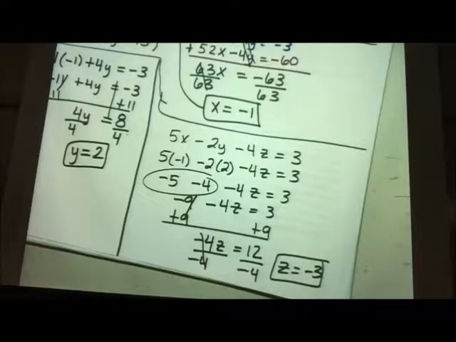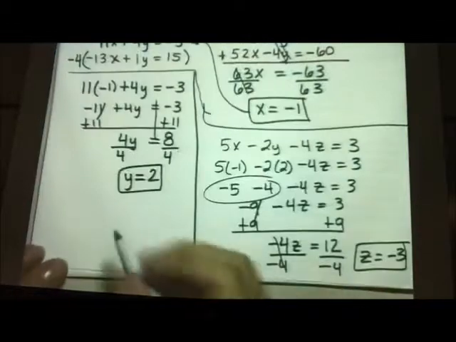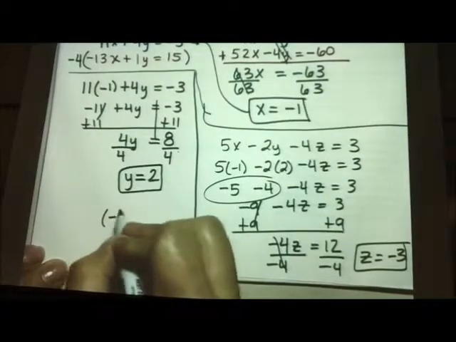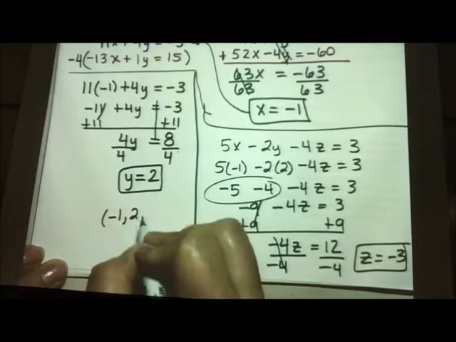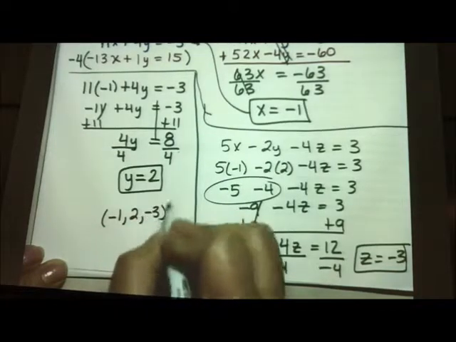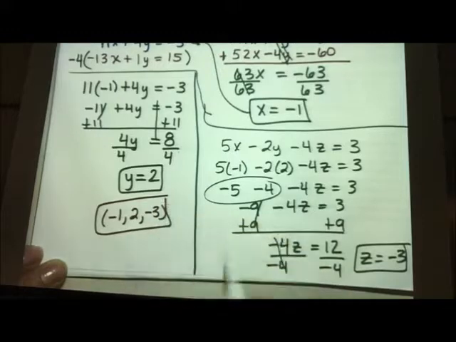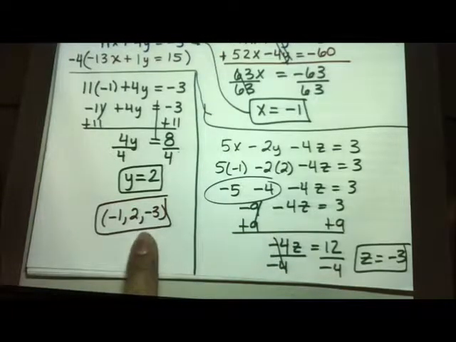So I have all three answers, and all three answers we're going to write in one ordered triple. My answer would be negative 1, comma, 2, comma, negative 3. This is a solution to this system. Negative 1, 2, negative 3.